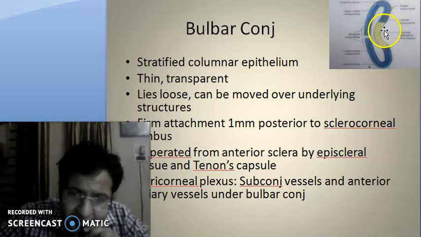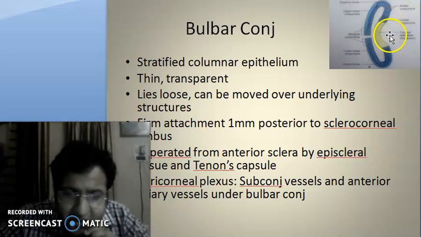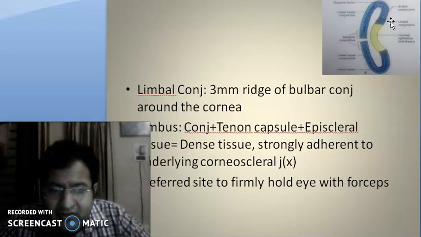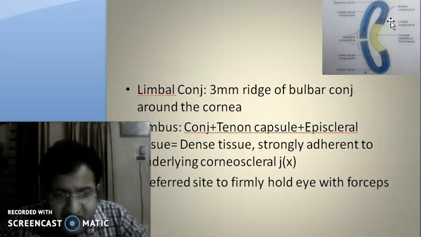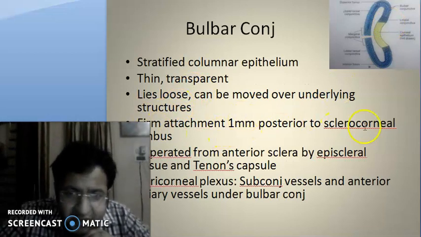There is a pericorneal plexus which is formed from the subconjunctival vessels and the anterior ciliary vessels. And where does it lie? This pericorneal plexus lies under the bulbar conjunctiva. What is limbal conjunctiva? It is a 3 millimeter ridge of bulbar conjunctiva around the cornea. The conjunctiva has a firm attachment 1 millimeter posterior to the sclerocorneal limbus.